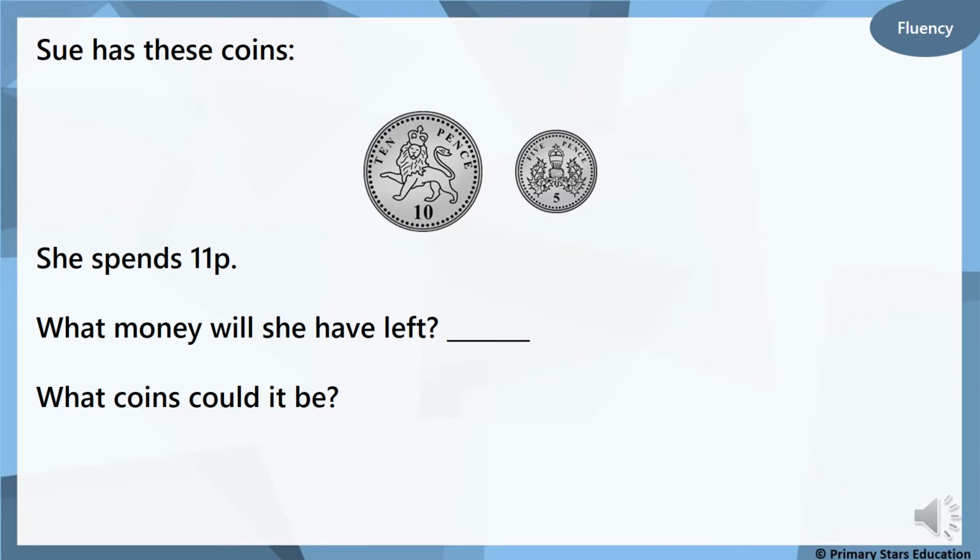So Sue has these coins. She has a 10p and a 5p. She spends 11p. What money will she have left? Okay, so let's do that part first. So we need to do our calculation.